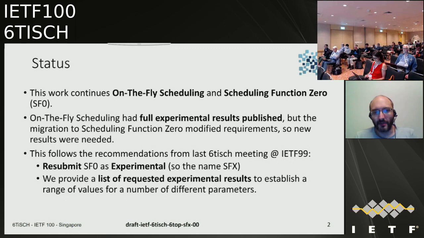And then we had some recommendations, and in the last version we have changed the fundamental algorithm that adds or releases the cells. So the recommendations were first to resubmit SF0 as experimental, so we changed the name to SFX, and then to provide a list of requested experimental results, so to establish a range of values or the values of each of the constants you have used within the draft. Next, please.